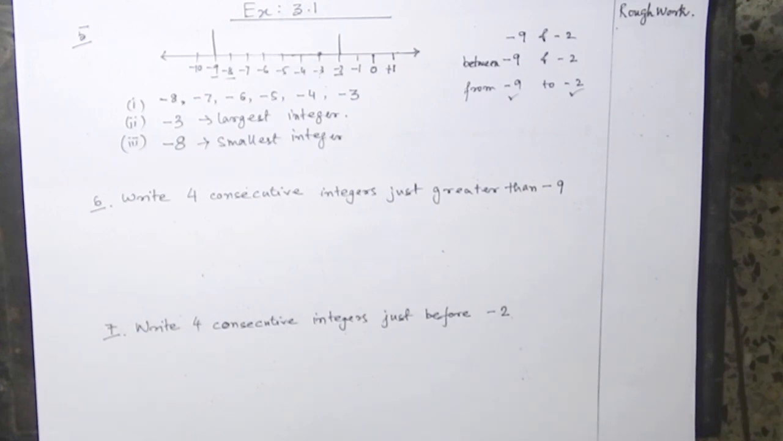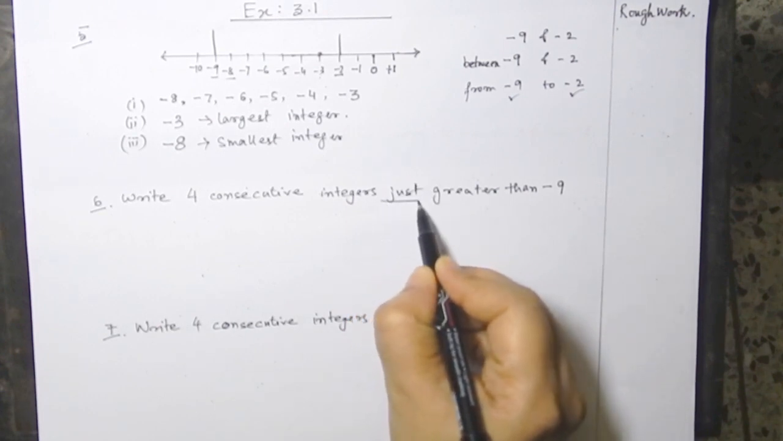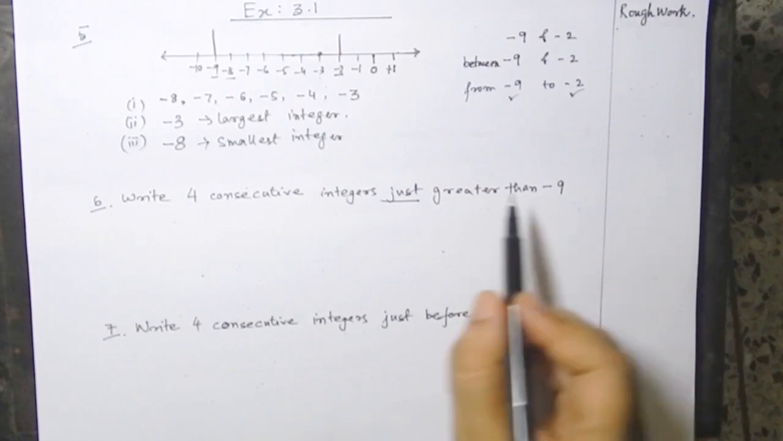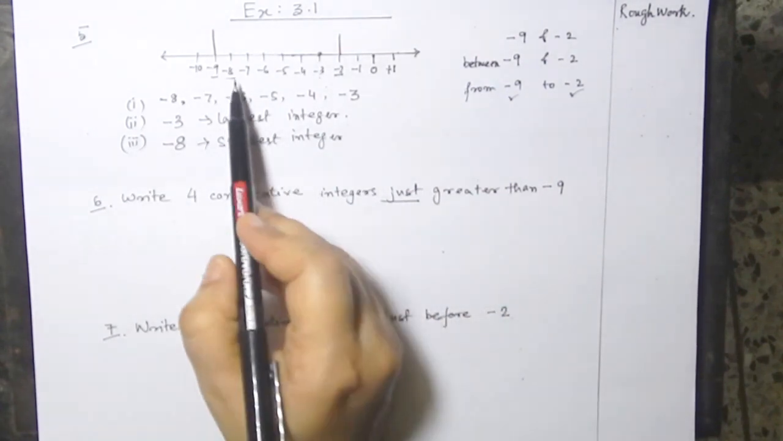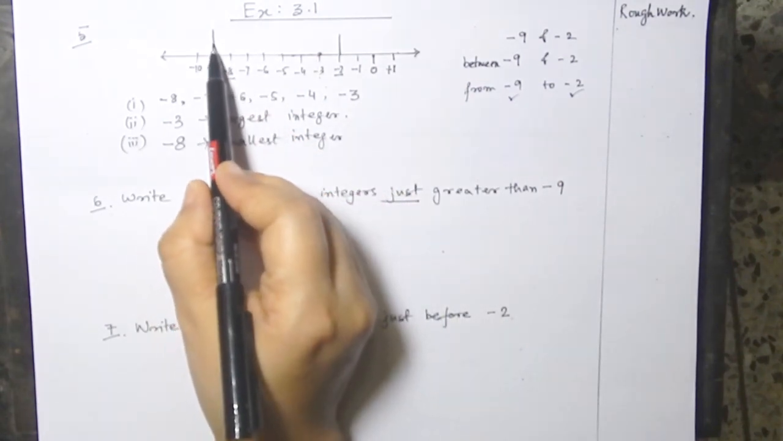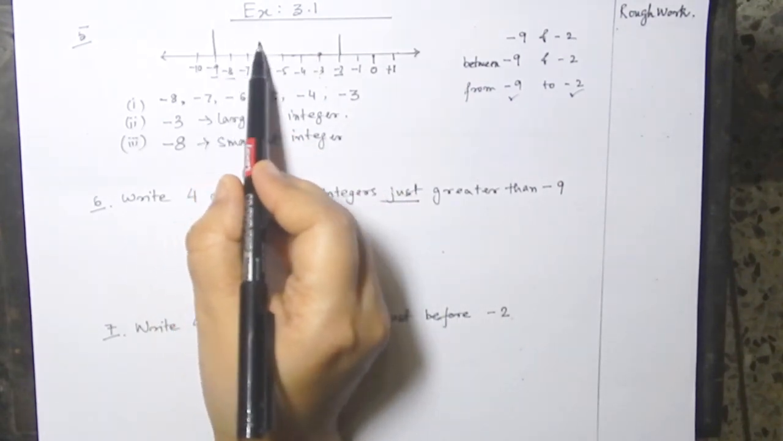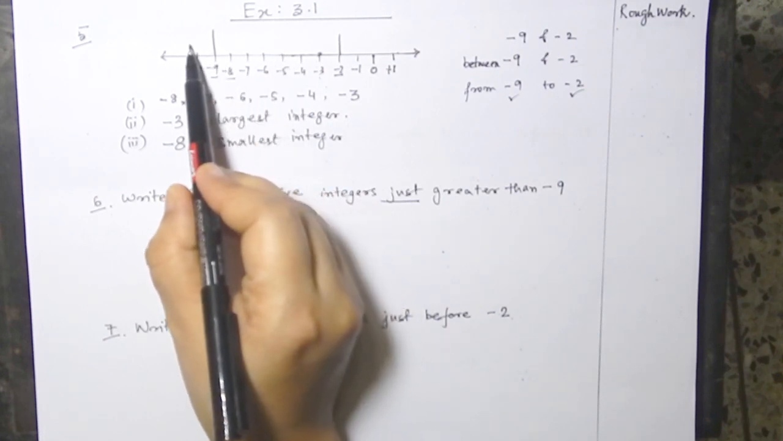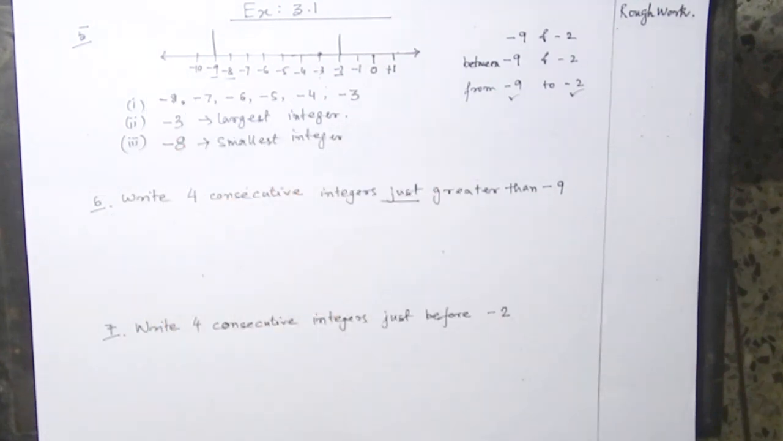I hope you have understood this question. Now let's move on to question number 6. Write 4 consecutive integers just greater than -9. Just greater than -9 means just after -9. If you want numbers greater than an integer, you have to move towards the right on the number line. If you want numbers smaller than an integer, you have to move towards the left.